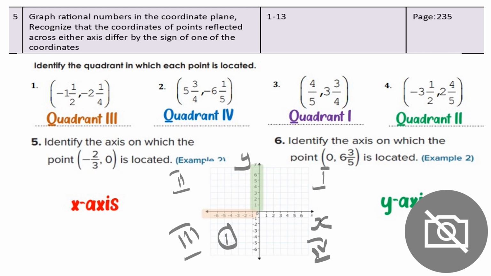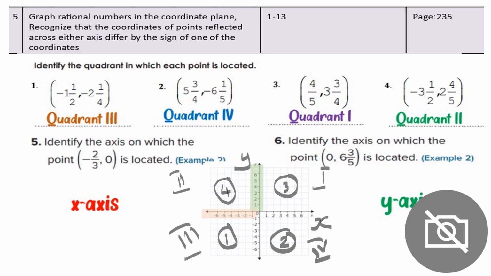The second one is 5, minus 6, that means x is 5, y is minus 6. So question number 2 will come here, in the fourth quadrant. Now positive, positive means x is positive, y is positive, so question number 3 comes in the first quadrant. Negative, positive: first check negative, then positive. So question number 4 will come in the second quadrant.